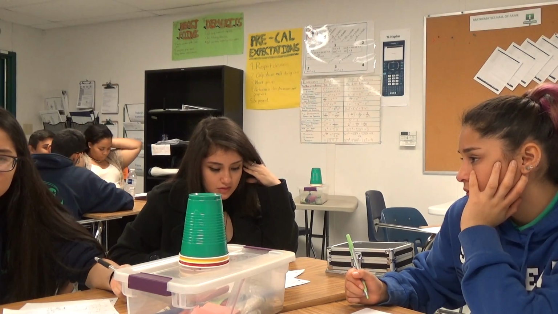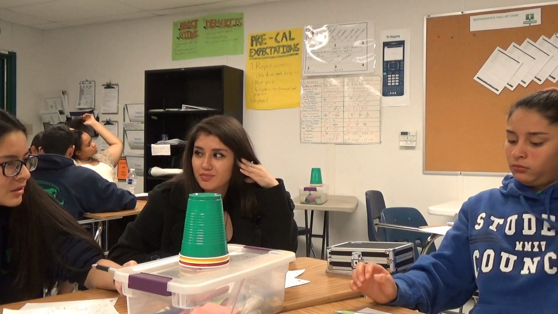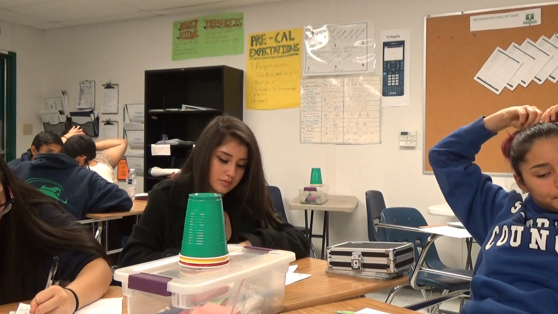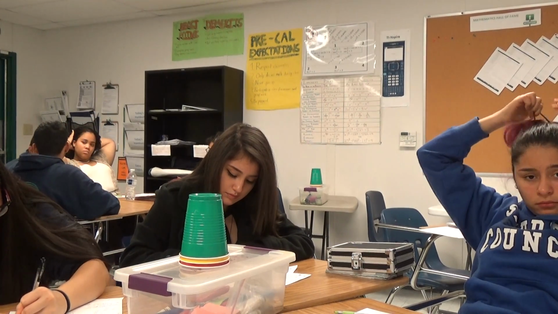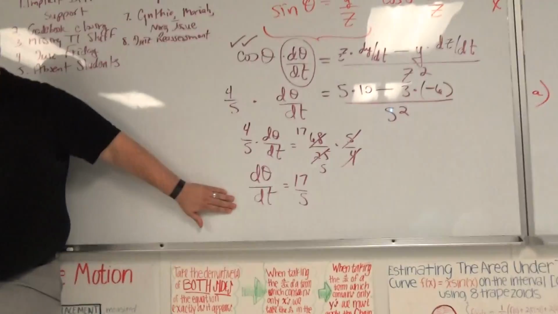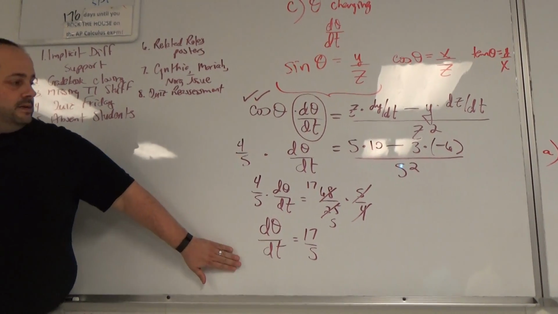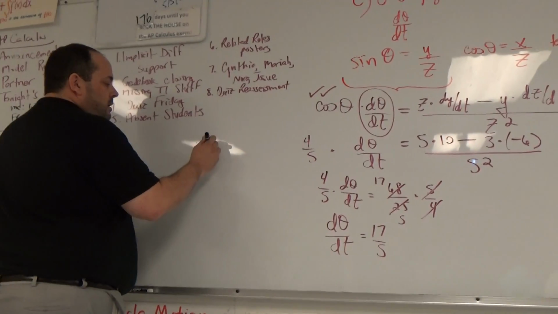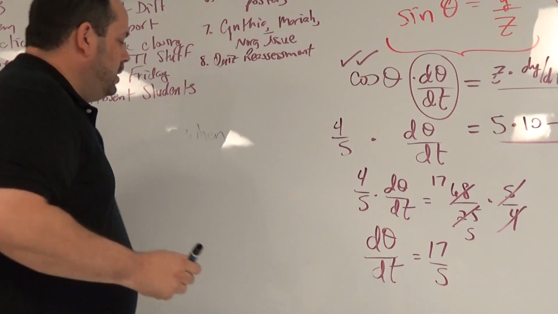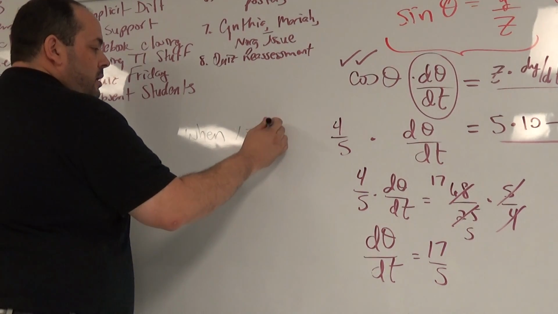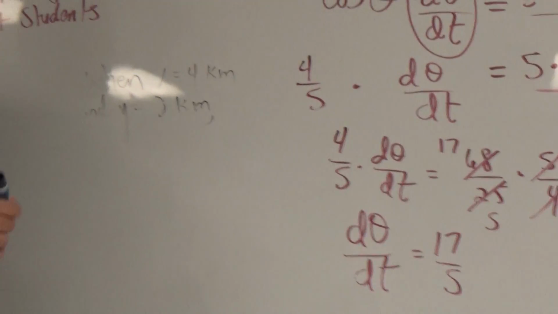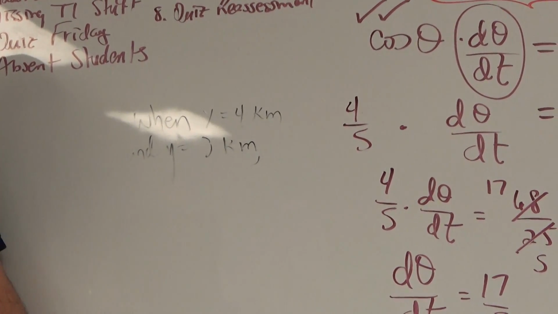Would you just say angle? It's an angle. So the strong explanation starts with, when is this true? When x equals... David, when's this true? Yep, a strong explanation starts with when this is true. So when x equals 4 kilometers and y equals 3 kilometers, what's true? What's changing? The angle.